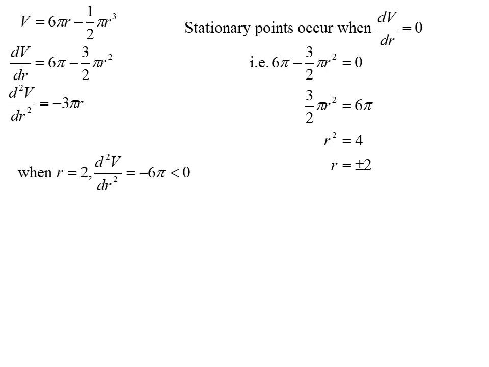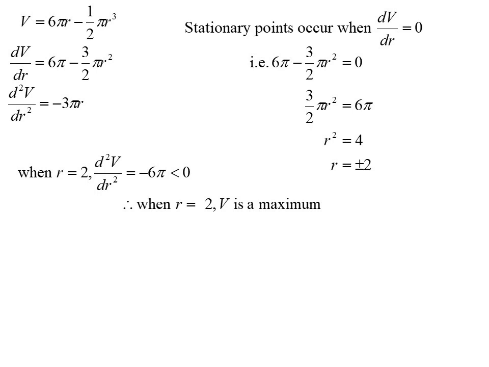Let's test r equals +2. And when we substitute in, yep, it's as we expected, it is a negative number. Therefore, it's concave down. So I now know that when r equals 2, the volume is a maximum. But in this one, they did ask for more information. Not only did they want the radius, they wanted the height as well, and the volume.